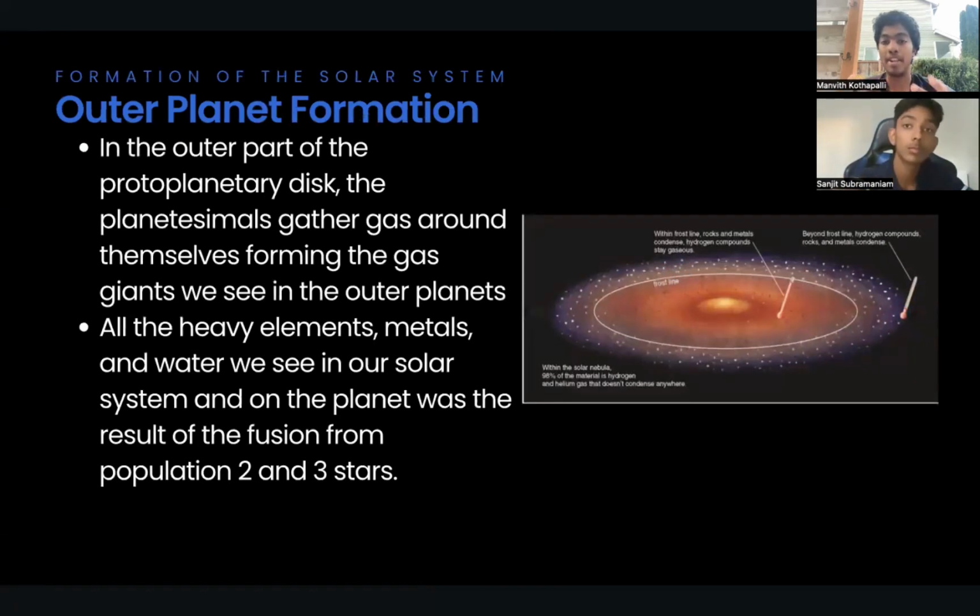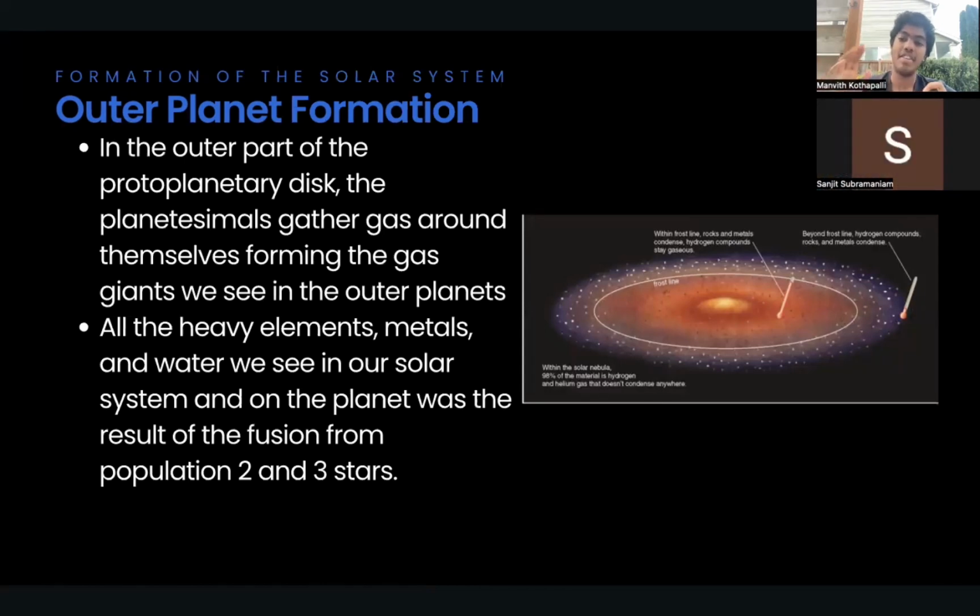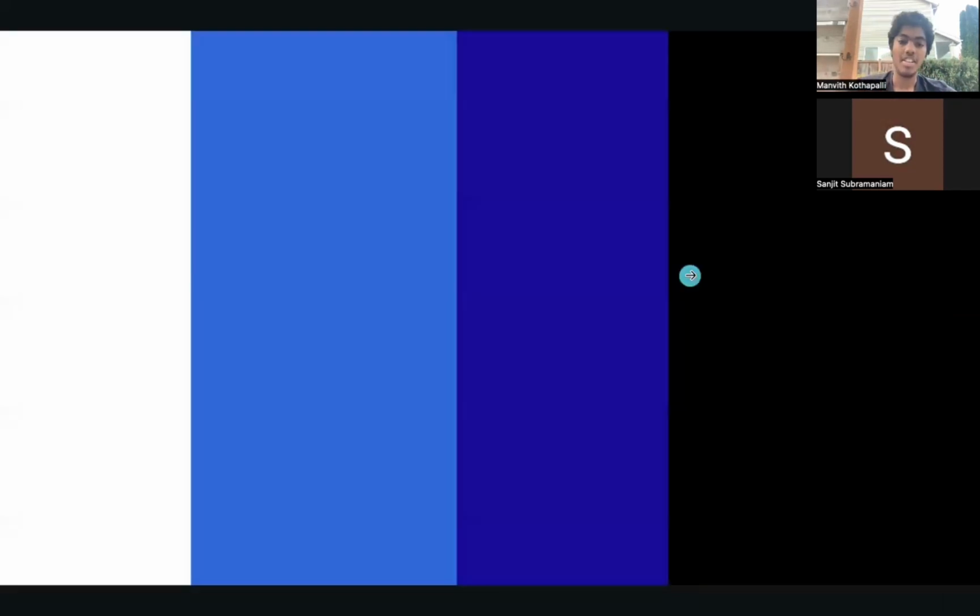In the outer part of the protoplanetary disk, the planetesimals gathered all the gas and dust that was there. Since this was further away, there's just gas and dust there, compared to more solid materials in the inner planets, because there's more dense material there compared to the outer planets. And so all the gas and dust clumped on the cores of the outer planets, and that's what caused the outer planets.